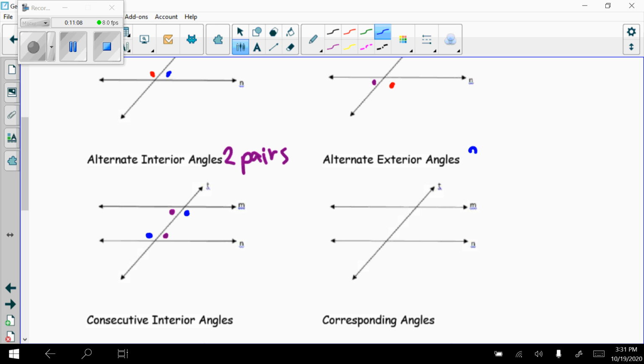Alternate exterior angles, again, there are 2 pairs of them. Same concept. So if I look at this exterior angle, this one is the alternate exterior angle to that. And then the other one would be this one and this one.